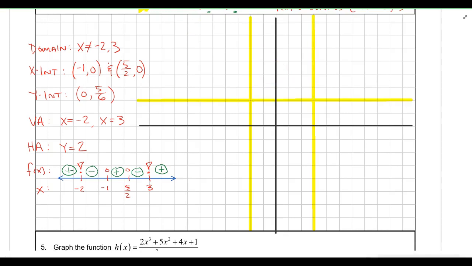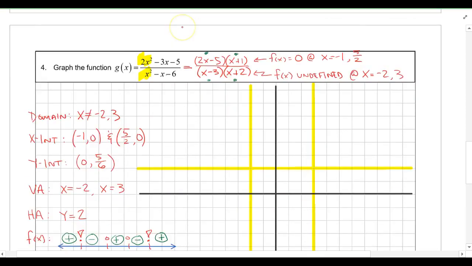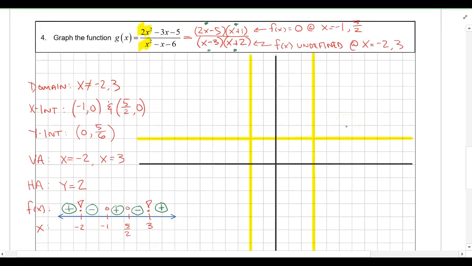Okay, so I'm just going to quickly label these things for us so that we don't forget what they are. Here we have the line x equals -2. This is x equals 3. And this is y equals 2.